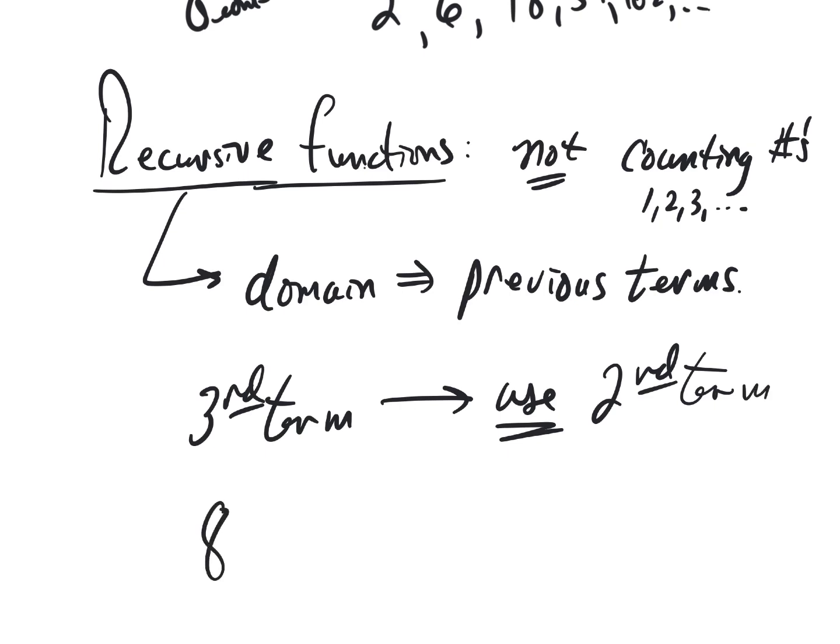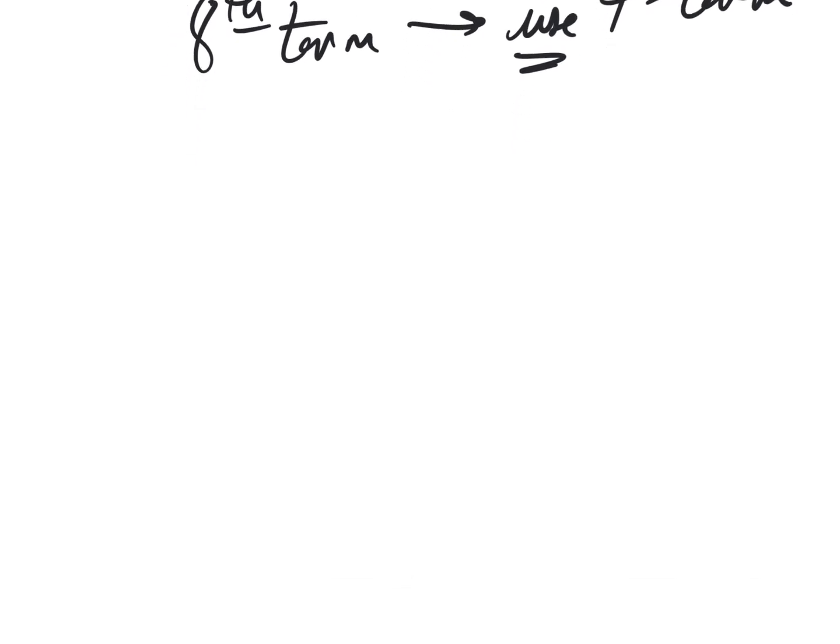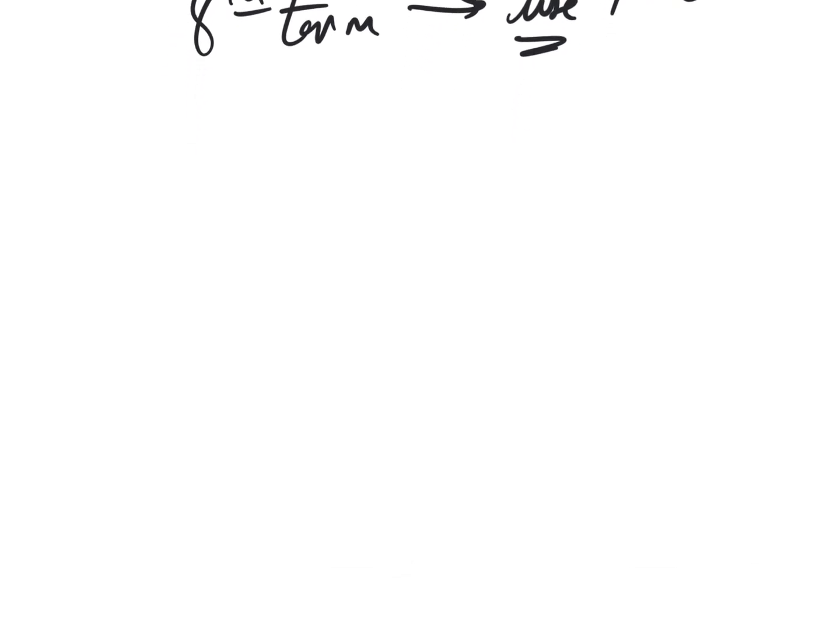If we were trying to find the 8th term, you have to use the one that came right before that, the previous term, so you'd have to use the 7th term. In a recursive function, you always have to use the terms that come before. Okay? So our equations are going to look a little strange because instead of automatically using the counting numbers, we're going to be using the terms that come before. So here's an example of one.